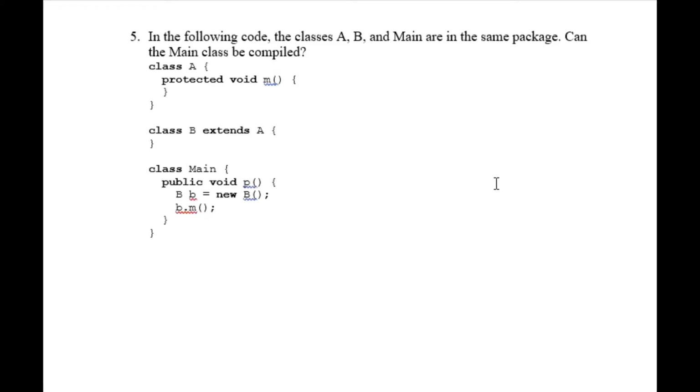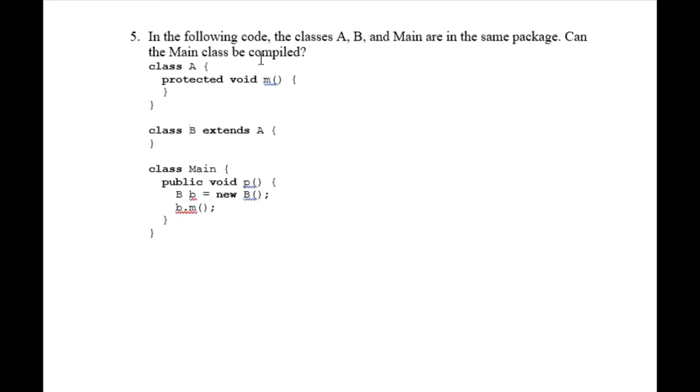Okay, let's see some other example. Let's assume two classes, class A and class B. B is the subclass, A is the superclass. And the main program is here, the main method. In the following code, classes A, B and main are in the same package. So this class and this class and this class are in the same package.